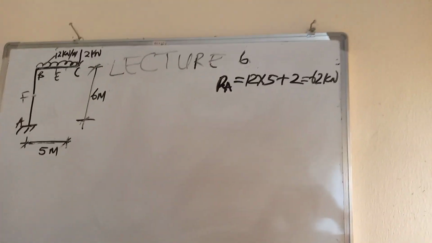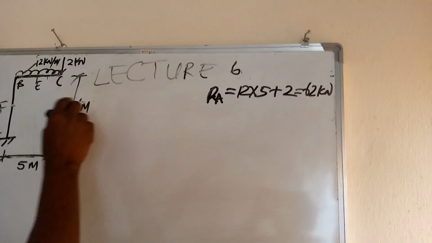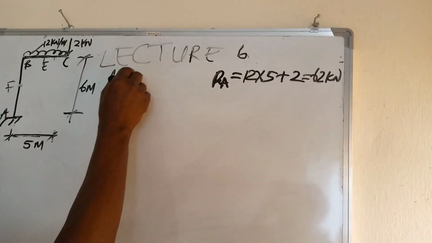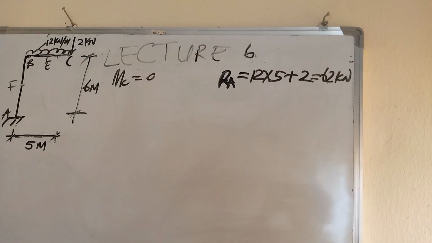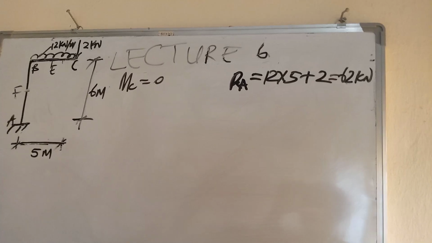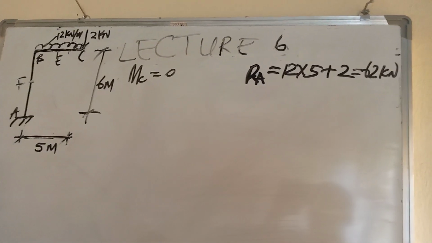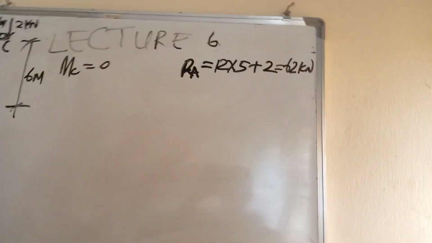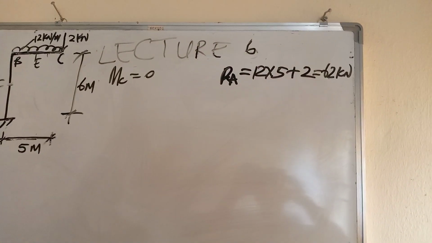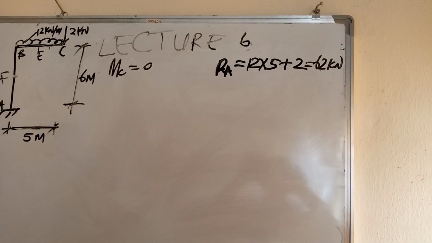Now, to get the bending moment, let's say moment at C is equal to 0. You must have known, if you are following this lecture, why moment at C is 0. Because there's no distance of C from itself. The moment at C is 0. And there's no support for that matter. Then we now move.